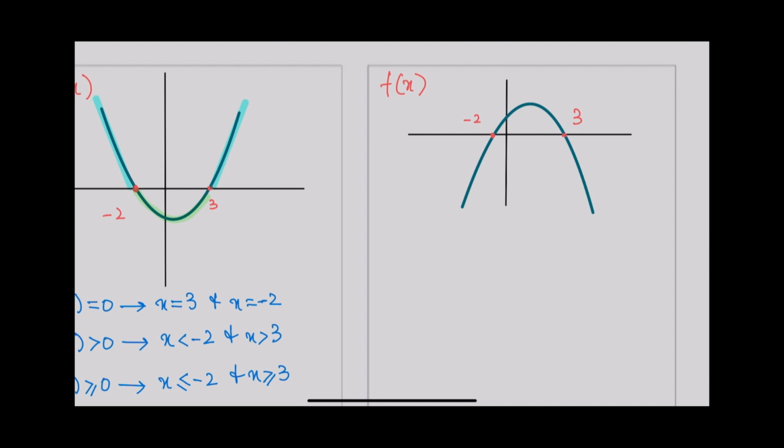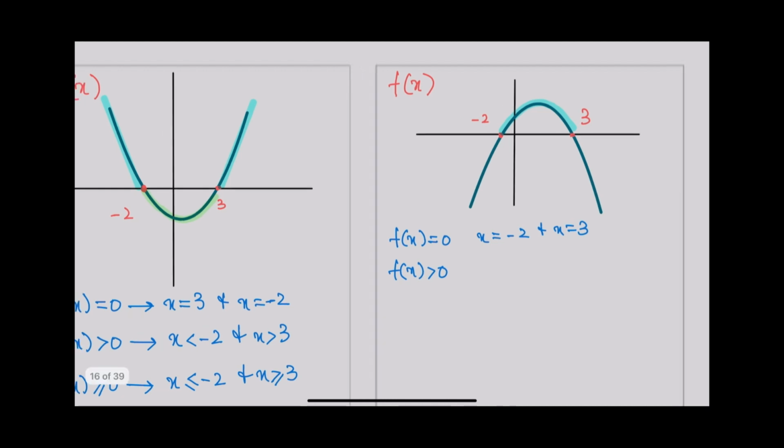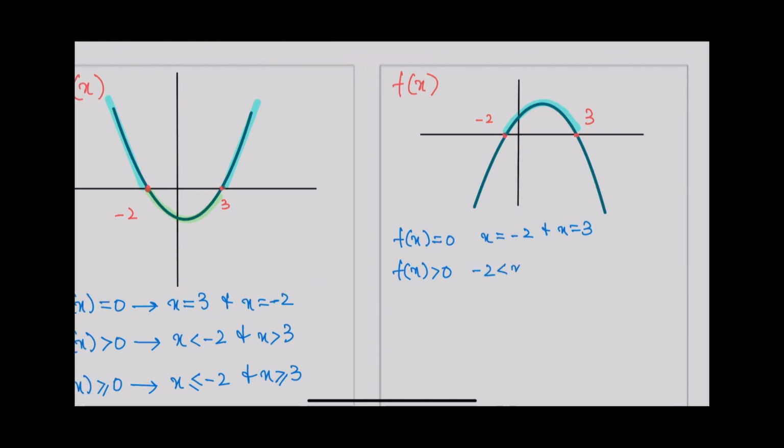Now looking at another part of it. Now I can say f of x equals 0. You could clearly see x is equal to -2 and x is equal to 3. Now if I say f of x greater than 0, then this is the one that is greater than 0. So I can say the values between -2 and 3. So -2 is less than x is less than 3, for which the function is greater than 0.